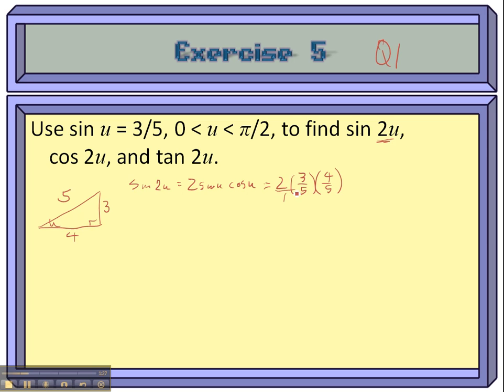Now let's just multiply this all out. It's as if this is 2 over 1. So multiply all the tops together. That's 2 times 3 is 6, times 4 is 24, over 5 times 5 is 25. So here is the sine of 2u.